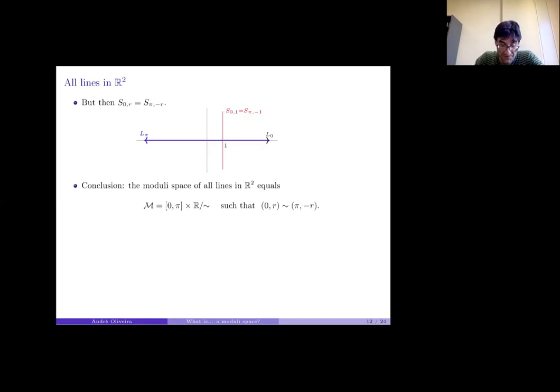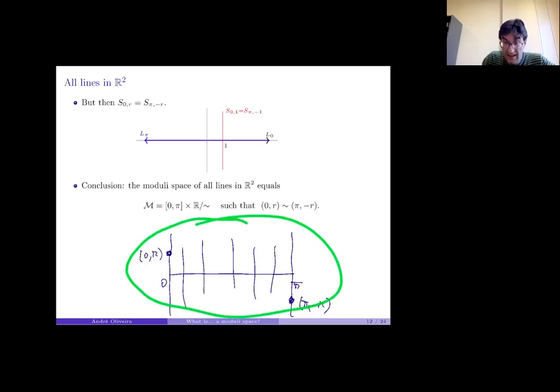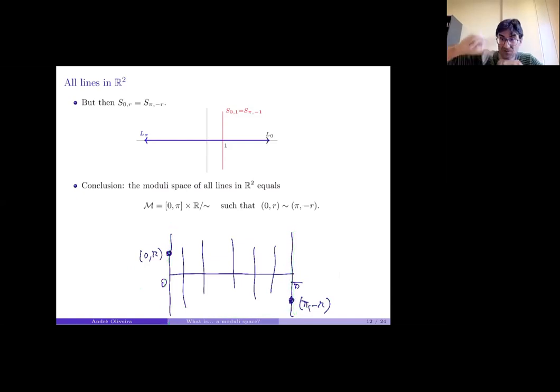So what do I have to do? The moduli space is the product of the closed interval zero to pi times R, but now you have to consider these two pairs the same, zero r and pi minus r, because they give you the same line. What is this? You're taking zero to pi, and you're taking r everywhere, but you want the point zero r to be the same as the point pi minus r. So what are we doing? We are identifying this side with this side and twisting. So what do we get?